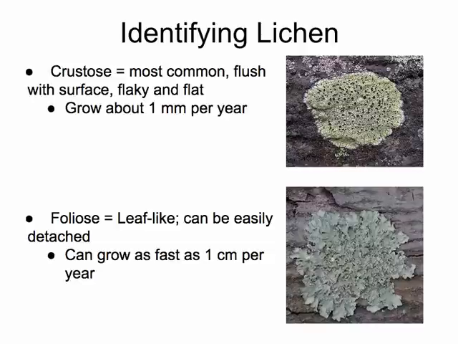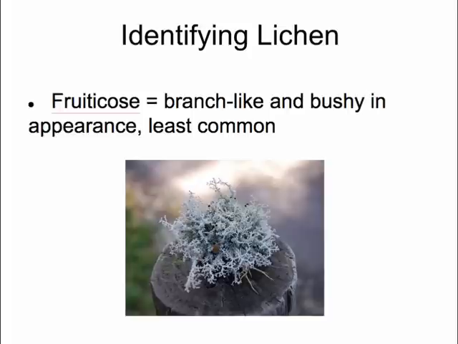The second type of lichen is foliose. Foliose is leaf-like and can be easily detached from whatever it is growing on. This lichen grows as fast as 1 centimeter per year. The third type of lichen is the fructiose lichen. This one is branch-like and bushy in appearance and is the least common.